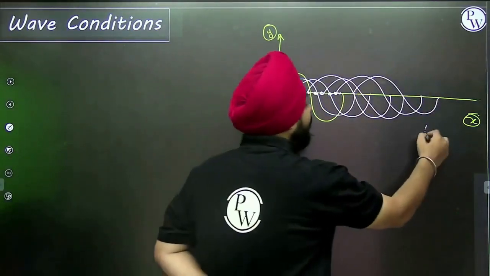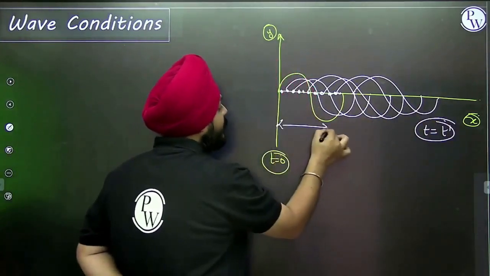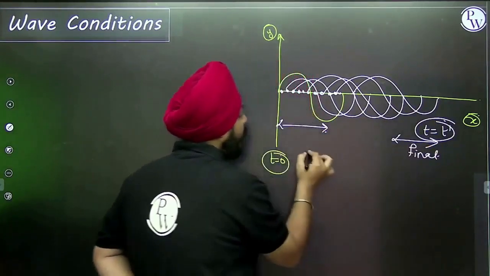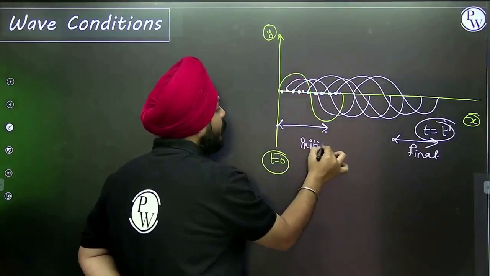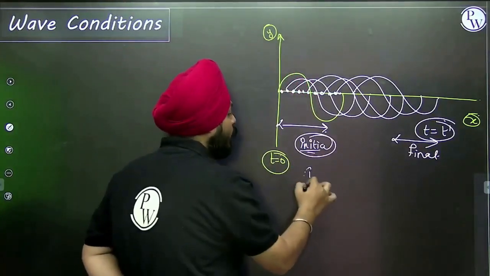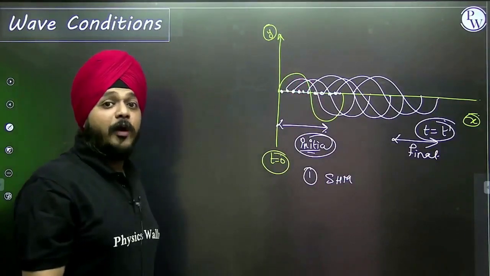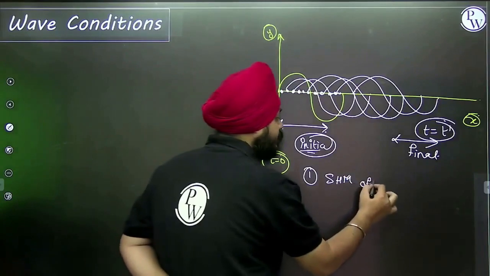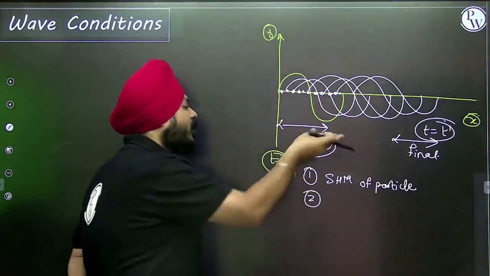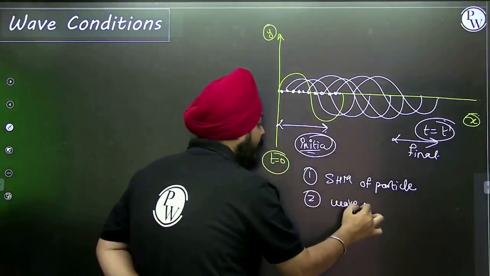So can I say at time t equal to some t dash, initially the wave was at this position, now the wave is at this position. This is the final position of the wave, this is the initial position of the wave. So here two things are going on. The first is the SHM oscillation of a particle. The second is wave propagation.